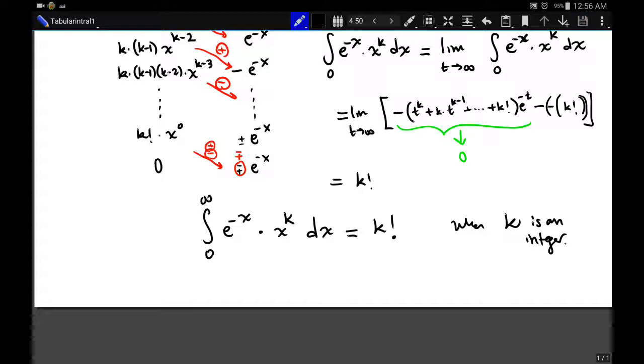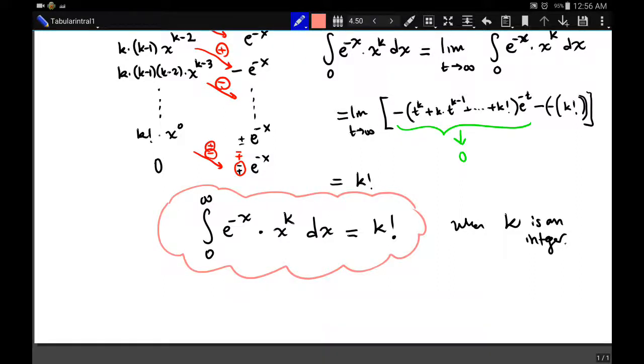I hope this helps. So this is, by the way, the gamma function, and this is called the gamma function at k plus 1. As far as I remember, this is gamma of k plus 1.